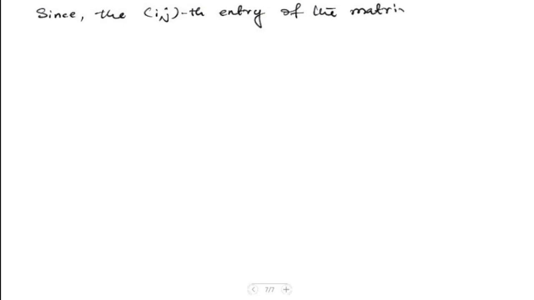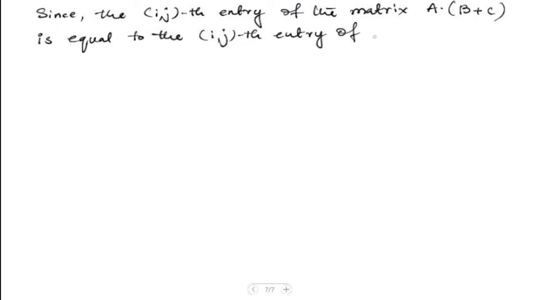So we cannot just say that, we have to write that down in a formal way. So what we write is, we say since the i, jth entry of the matrix A times B plus C is equal to the i, jth entry of the matrix A times B plus A times C.